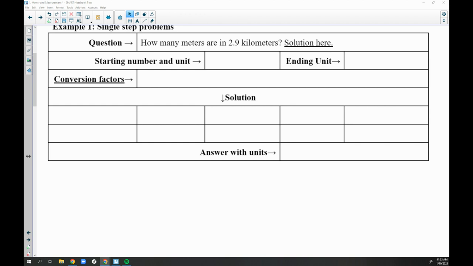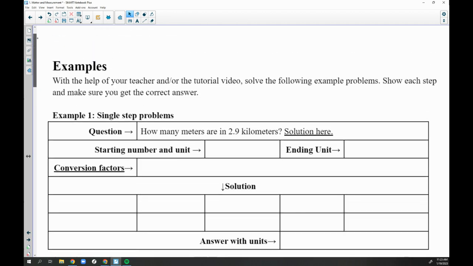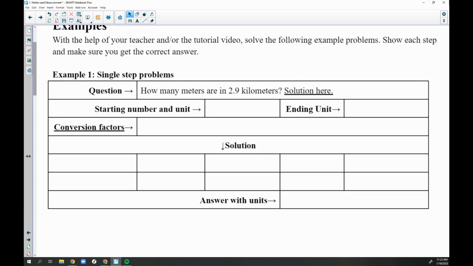All right, so here is an example of a problem where we would use this unit conversion procedure. The question says, how many meters are in 2.9 kilometers? We're now on page 45. If you didn't pick up on that, we're doing example 1. Please follow along with me. How many meters are in 2.9 kilometers?